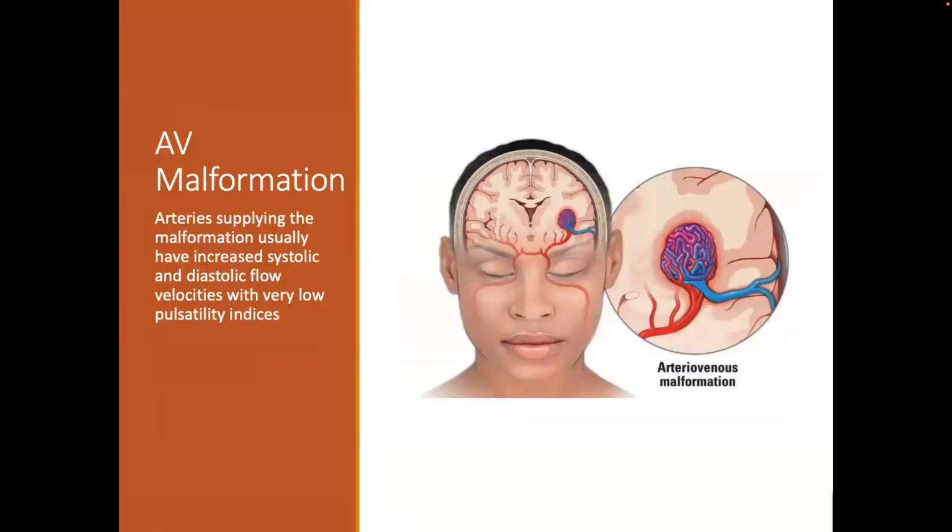Okay, so transcranial Doppler is also used in the detection of AV malformations. So in AV malformations, the arteries have increased systolic and diastolic flow velocities, and they have very low pulsatility indices. So basically, low pulsatility means that there's not much difference between the systolic flow velocity and the diastolic flow velocity. It's kind of the same. High pulsatility would be the opposite. It would be like increased resistance, so like a high resistance waveform.